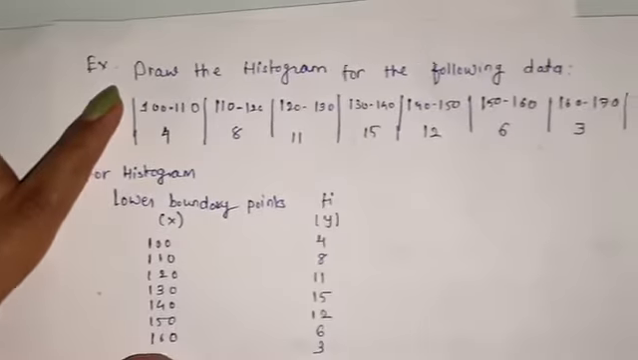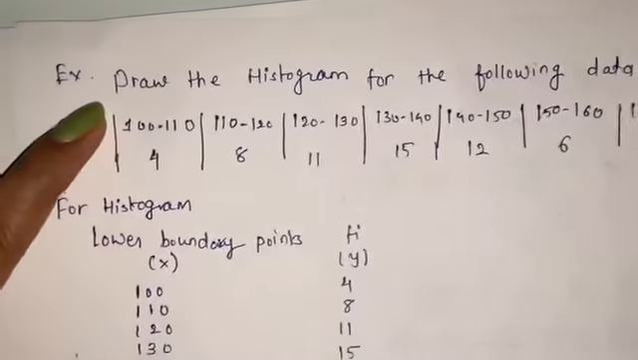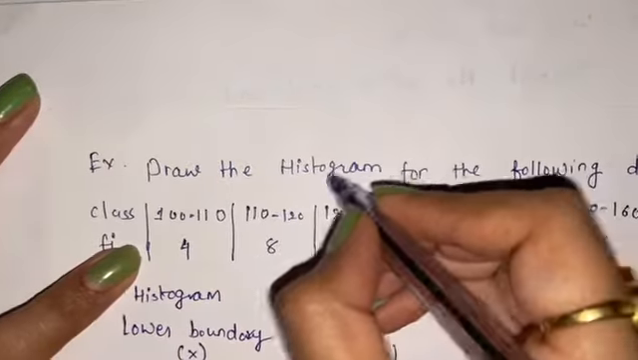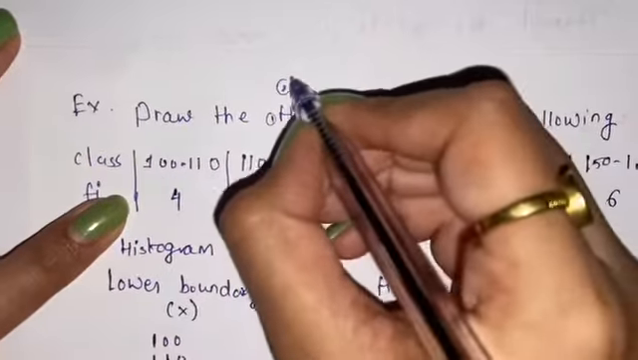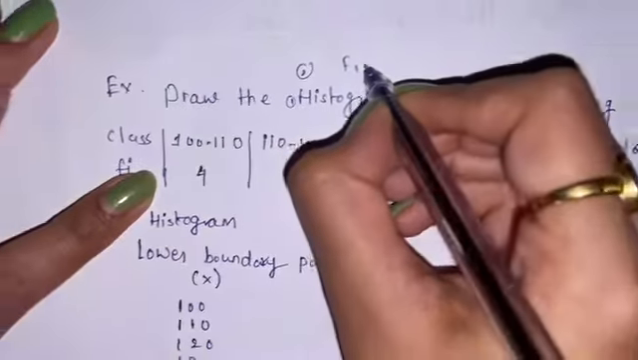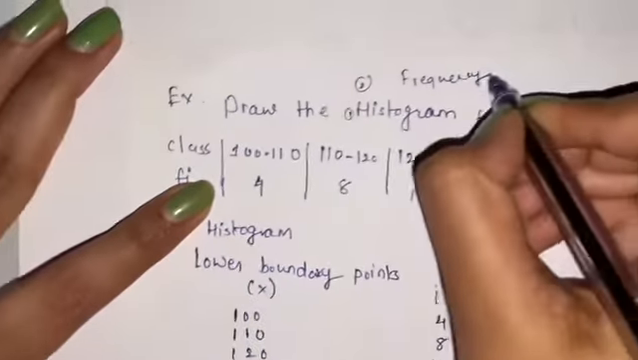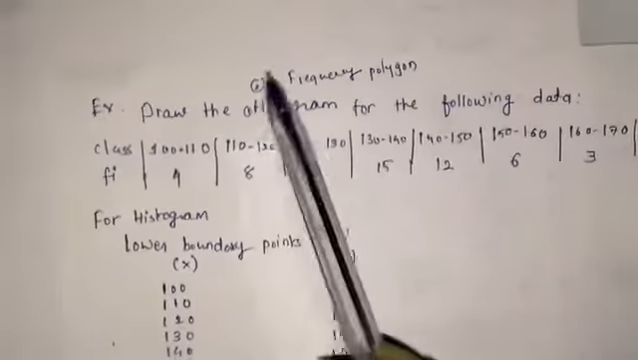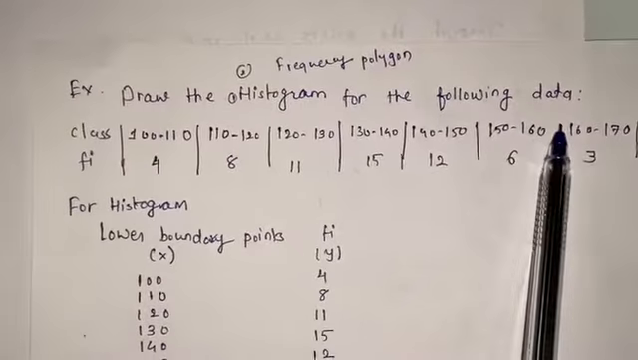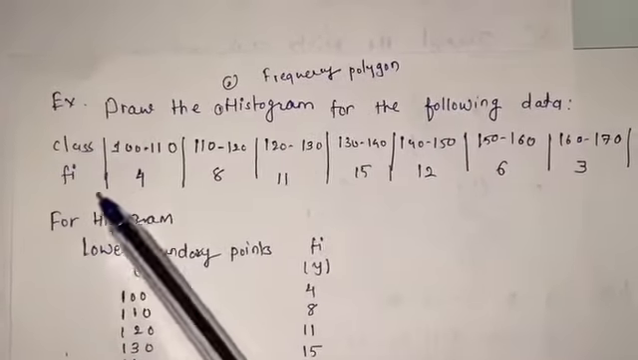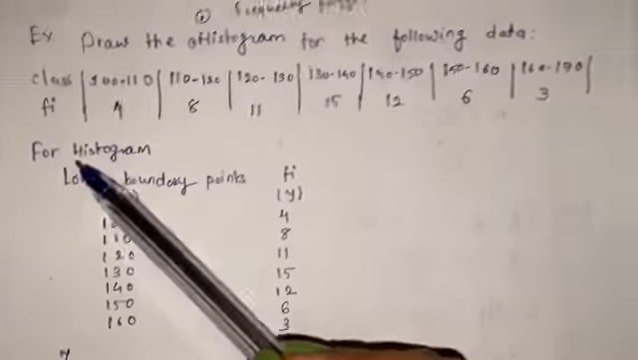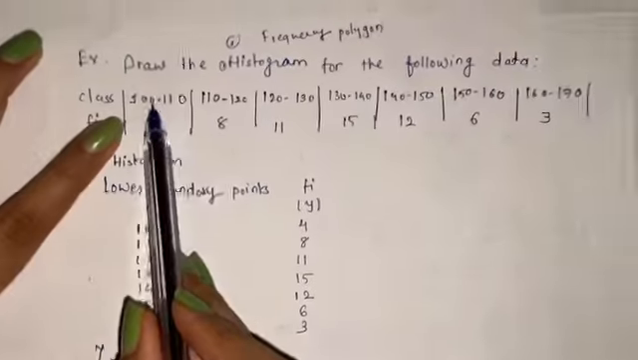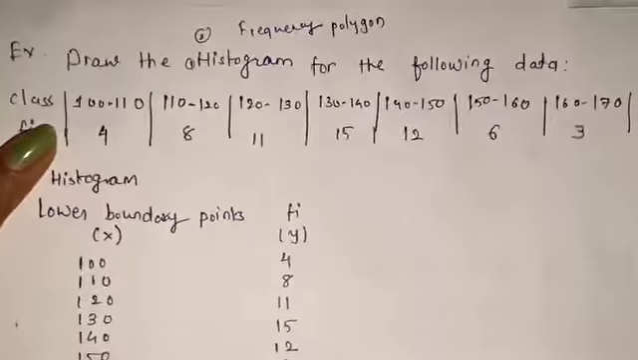Draw. Now instead of histogram I will take frequency polygon. Okay, next question is, this is the first one, histogram. Next graph I am taking frequency polygon. Same question. Draw the frequency polygon for the following data. Class is given, frequency is given, but to draw a frequency polygon, whenever class is given, you require the midpoint of that.